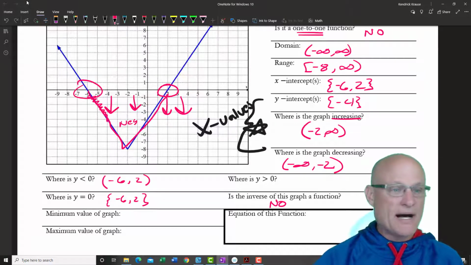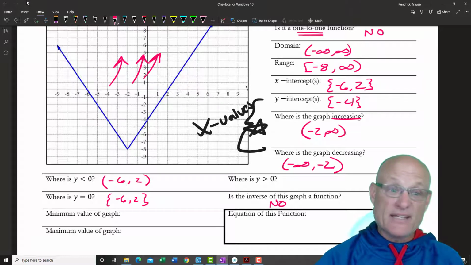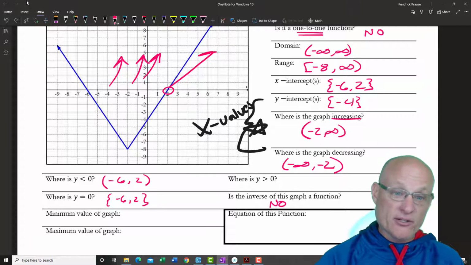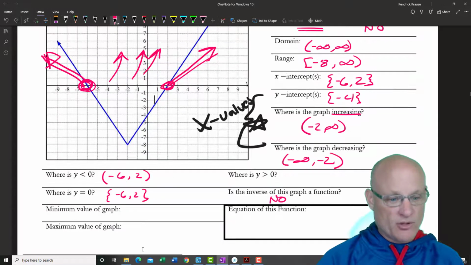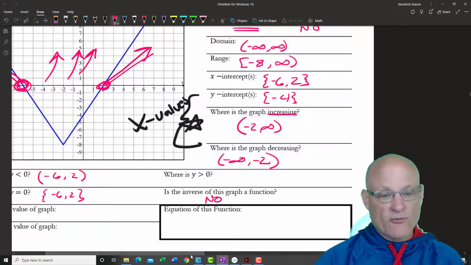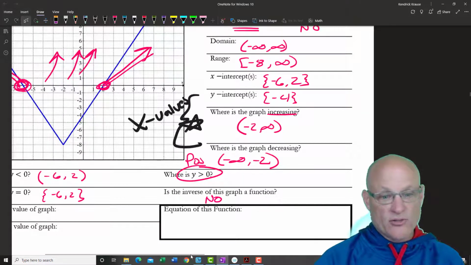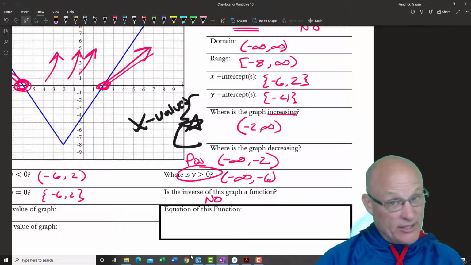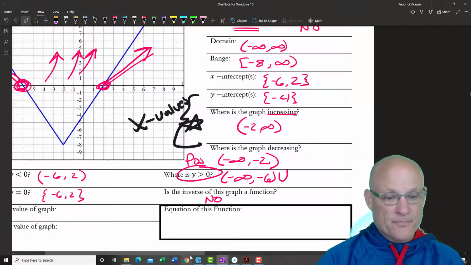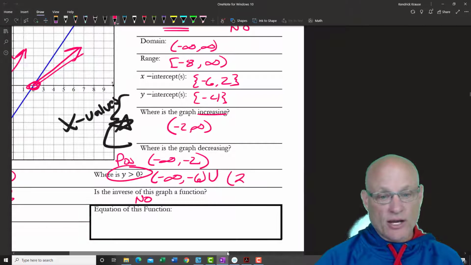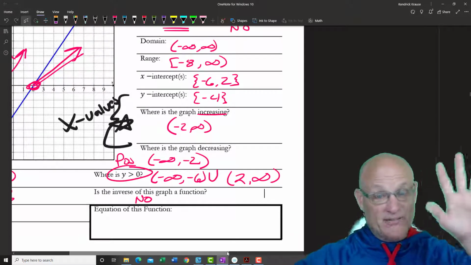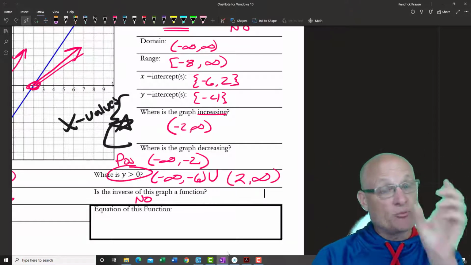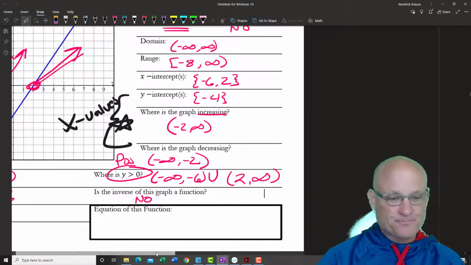So where is it positive? Here comes the tricky part. Where is this graph positive? Positive means above the x-axis. Where is it above the x-axis? Well, it's above the x-axis here or over here. Did you hear me say that word? Or. Remember what we got with or. So let me show you how that one's going to look. This means positive. So from -infinity up through -6, not including -6, or starting at 2 and going to positive infinity. Notice how we got two separate places. Anytime you have two separate places, you're going to have two parts of your interval notation with that U in the middle. All right, we're almost done, at least with this problem.